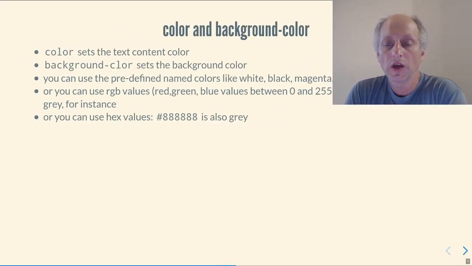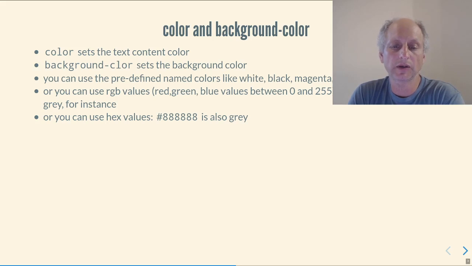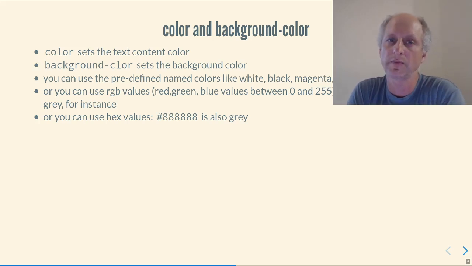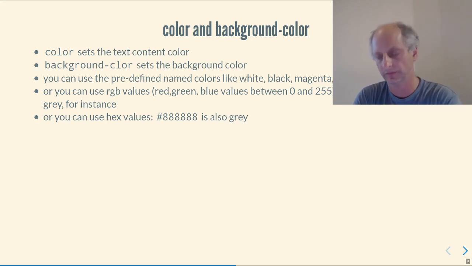Okay, now let's go back and look at our other things. So color and background color. Color sets the text content color, and background color sets the background color. You can use various kinds of color names. There are three main ones that we need to worry about here in this class. There are named colors: white, black, red, orange. And then there are lots and lots of them. There's a couple hundred of them: magenta, fuchsia, maroon. I only really know red color names, sorry.